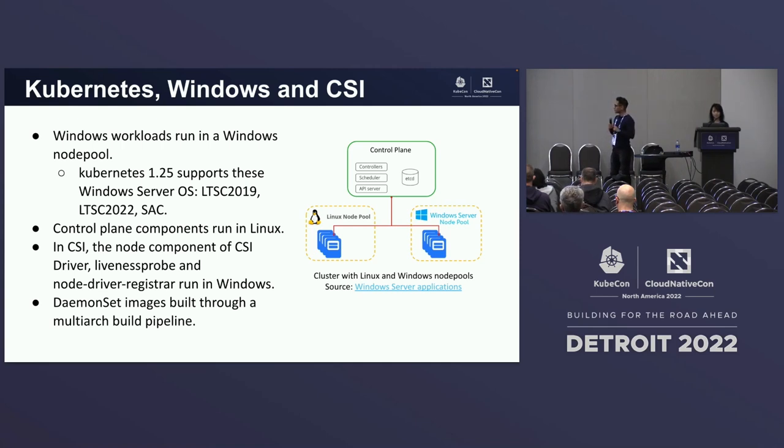So in CSI, there are three components that need to be working in Windows too. Those are the node component of the CSI driver, liveness probe, and node driver registrar. Those last two, liveness probe and node driver registrar, are maintained by Kubernetes CSI, and the CSI driver is maintained by the storage provider. Also, Kubernetes is minimal, it doesn't tell you how you should deploy your solution into the cluster. And a usual solution to deploy the node component into the cluster is to use a daemon set. And in order to avoid having two different images in the Linux daemon set and in the Windows daemon set, we can use a multi-arch build pipeline where we create images for both operating systems and tie them together with an OCI image manifest. That way both daemon sets refer to the same image, and then it's in the node where the decision to take the right image is taken.